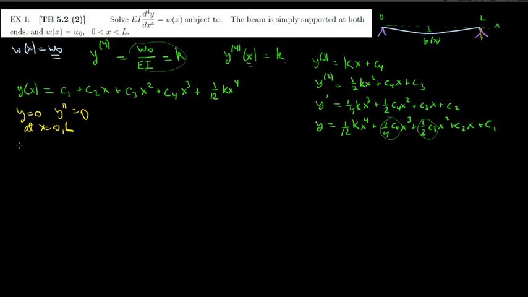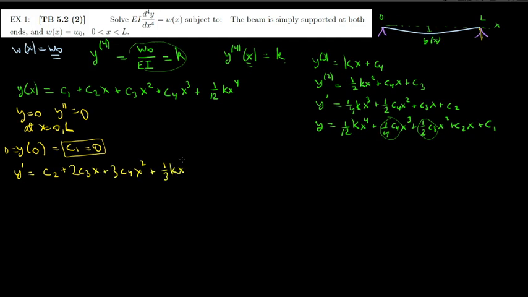Well, let's just plug in the numbers. If we plug in 0 for x, this becomes c1 plus 0 plus 0 plus 0 plus 0 is 0. So right away we get c1 is 0. Before we plug in L, let's plug in 0, but into the second derivative. So what's the first derivative? The first derivative is c2 plus 2c3 x plus 3c4 x squared plus 1/3 kx cubed. 4 over 12 is 1/3.